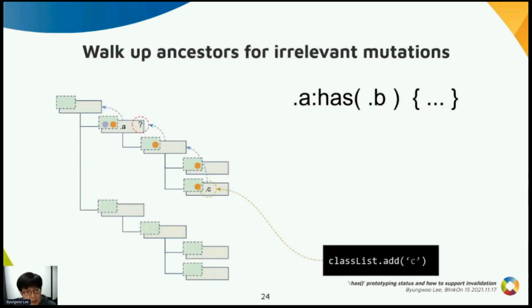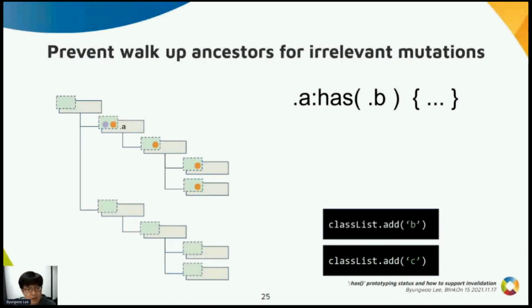After applying the approach, we can think about the invalidation for an irrelevant mutation. In this case, the mutation of class value C on the element doesn't change any hash state, but we invalidate the ancestor affected by hash because there is no detail about relevant mutation in the flags.